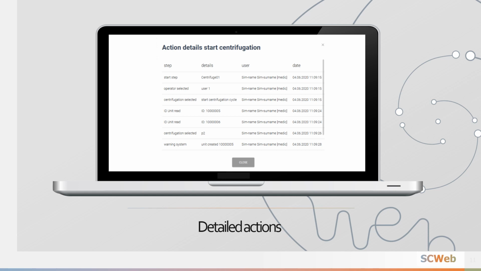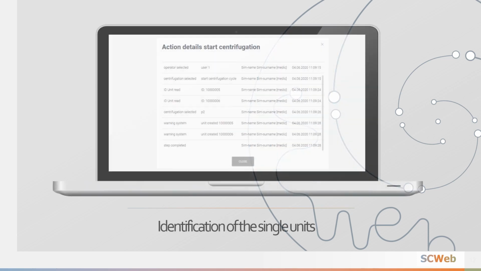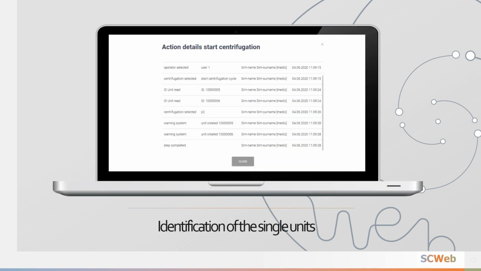In our portal, we will have the detail of every single action with relative date and time in minutes and seconds, as well as the identification of the single units and the warning system unit created if it is the first time the unit is read and identified. From this moment, we will check that the readings of the unit and of the blood components on the next checklist are respected.